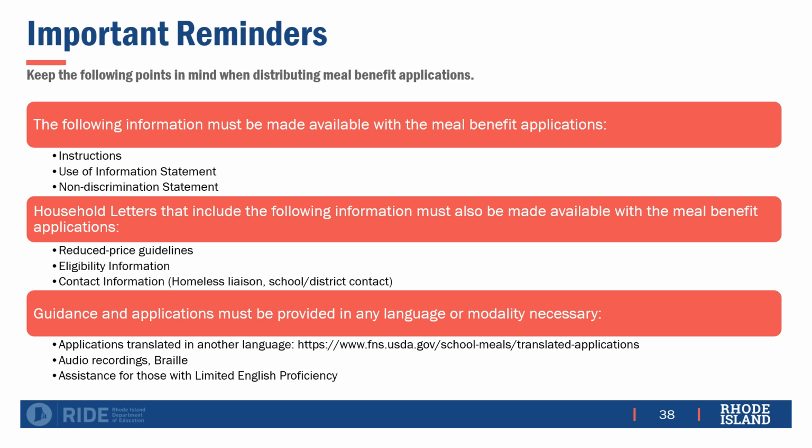You can use the web address listed here to find applications translated in many different languages on the USDA website. You must also be able to provide other types of assistance such as audio, braille, or for those who have limited English proficiency. These are all civil rights requirements.